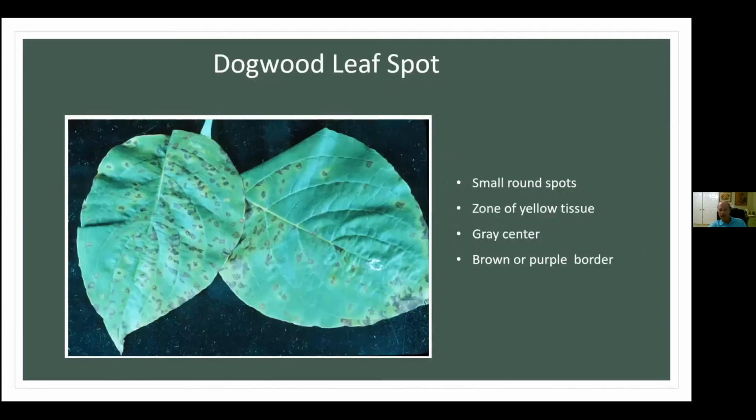On dogwood, Septoria leaf spots tend to be more angular with dark purple margins. Notice the zone of yellow tissue and gray centers. There are small black pimple-like fruiting structures within these leaf spots that will eventually release new spores.